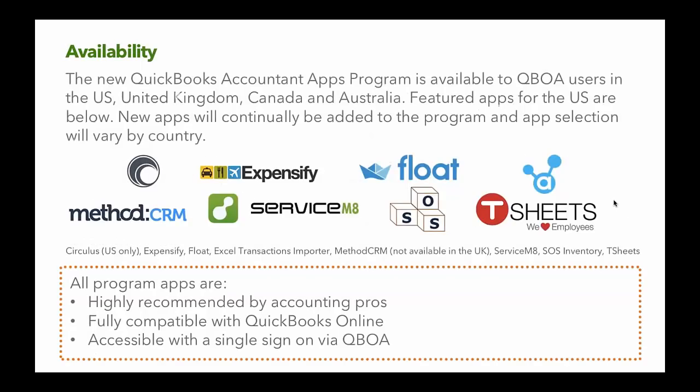Let's talk a little bit about which apps are in this program and how available it is to everyone. We rolled out to 100% of all of the accountants in the US, UK, Canada, and Australia regions, and everyone will have access to these apps. It depends on which locale or country you're in. Circulus, for example, is US only. Expensify, Float, and Excel Transactions Importer are all available to all regions, but Method CRM is not available in the UK.